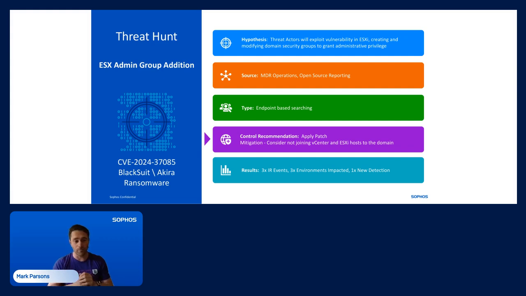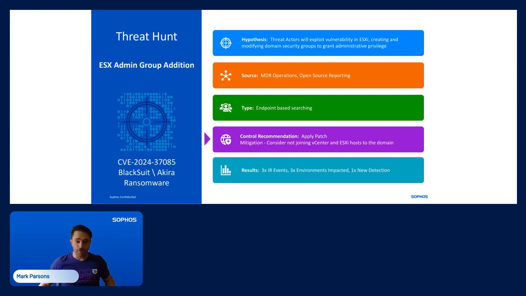In the show notes, there will be an article from Sophos identifying and discussing a variety of these control and mitigation mechanisms. Now, finally, what did this hunt identify to date? Currently, we have identified 3 incident response events with 3 different environments impacted, with 1 new detection opportunity generated.